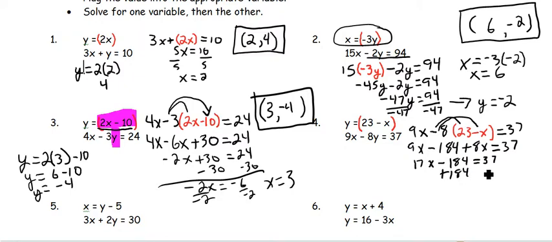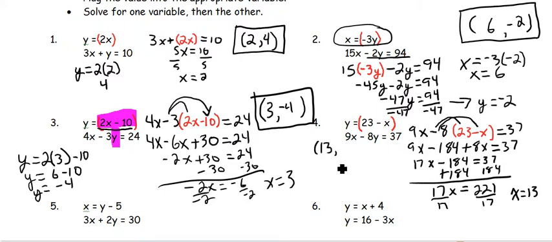Add my 184 in. I get 17x equals, and then I'm going to use, I can do this math in my head, but I want to make absolutely sure, 221. We're going to divide by 17, and that equals x equals 13. So I'm going to put over here 13 something.